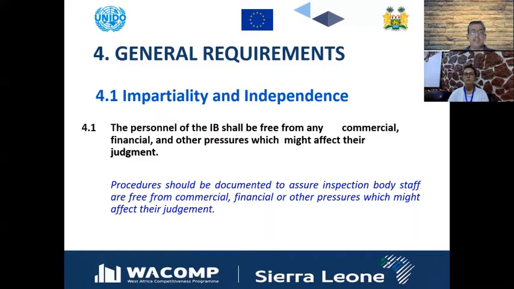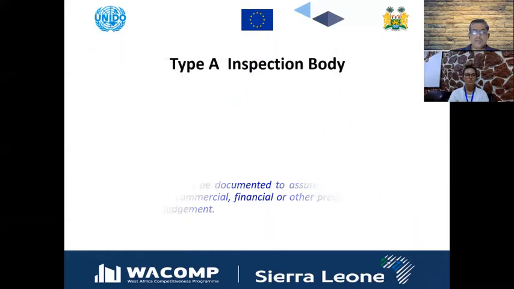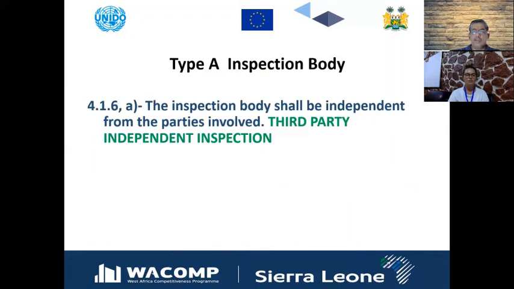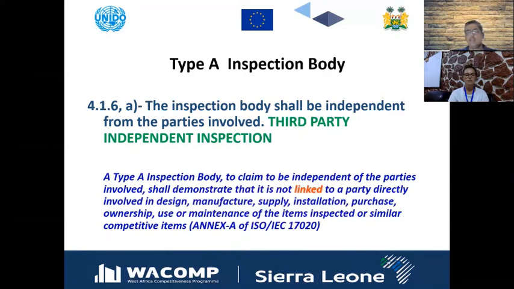That is why the ISO standard says that an inspection body needs to be free from any commercial, financial, and other pressures, so that the judgment of any produce should come independently. Now I will show you what is meant by a type A inspection body. A type A inspection body is basically a totally independent, totally impartial inspection body. It is free from any influence.